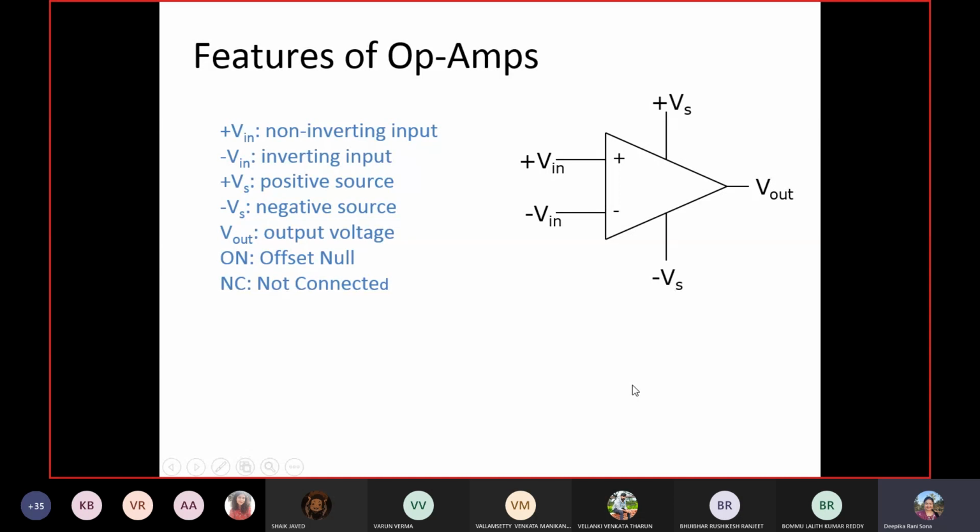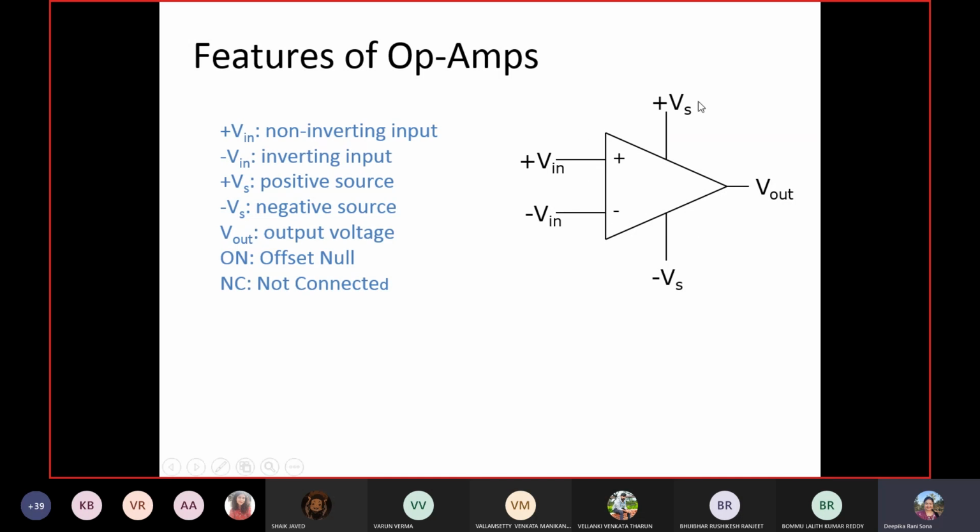A little bit of recap about the op-amp. Here you can see the operational amplifier symbol, and only 5 pins are active out of the 8 pins. V in positive represents the positive input and V in negative represents the negative input, and Vs plus and Vs minus represent the power supply for the operational amplifier, and V out represents the output voltage node of the operational amplifier.